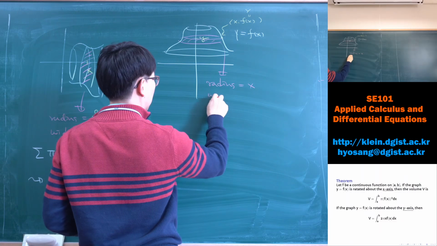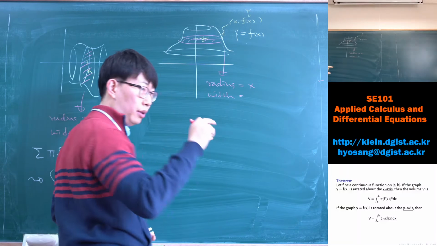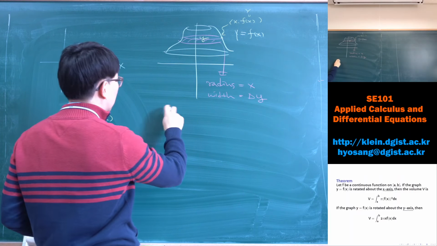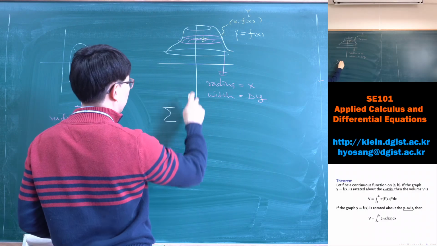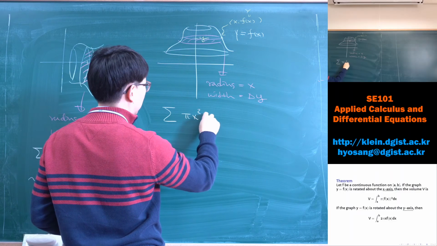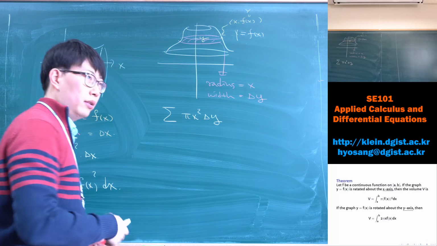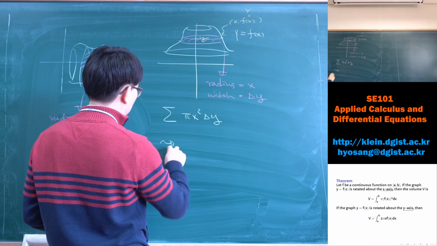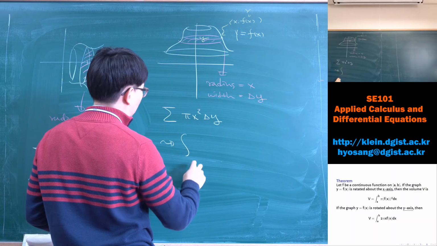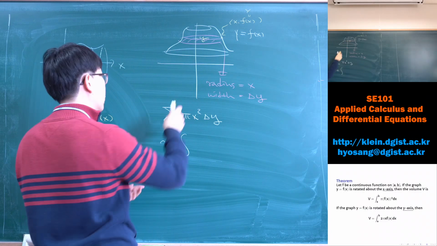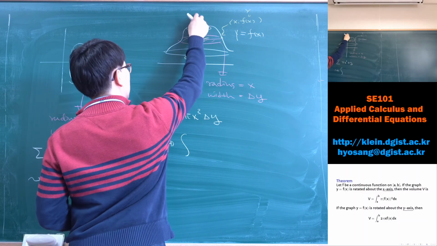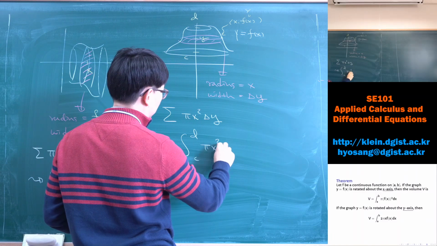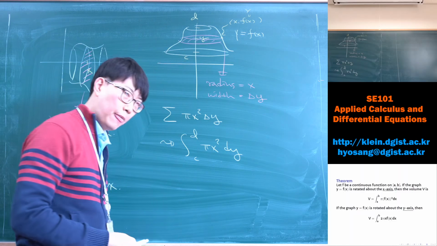And how about width? Width is increment of y, so this is delta y. So basically you get sum of pi x squared delta y as a total approximate volume of this rotation. But when you take the infinite slices, you get, now let's say y is from c to d, okay? Then I get the integral from c to d of pi x squared dy, okay?